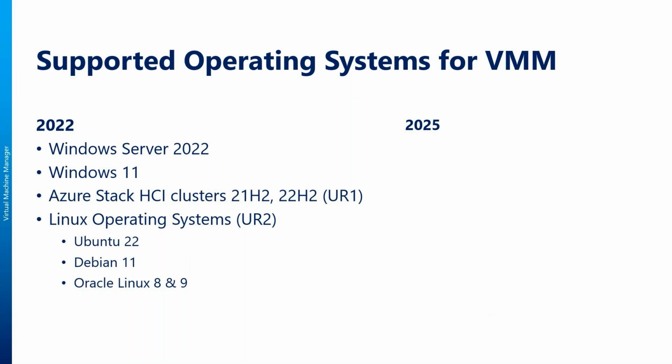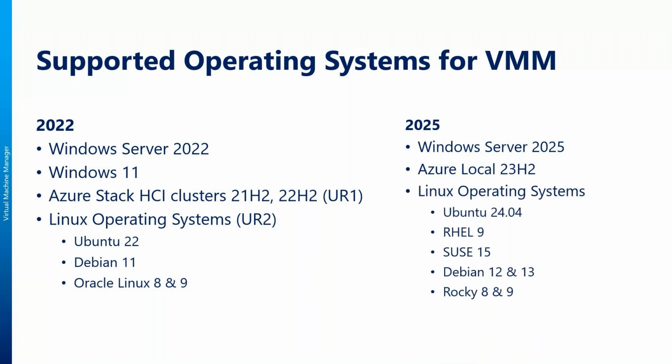And with the latest release in 2025, Microsoft has brought in support for Server 2025, along with Azure Local 23H2. That's the new name for Azure Stack HCI. As you know, Microsoft like to rename things. And as well, it brought in support for these Linux operating systems. Now, if you're already running VMM and you're starting to look at VMM 2025, I'm guessing you're probably running 2019 or earlier.